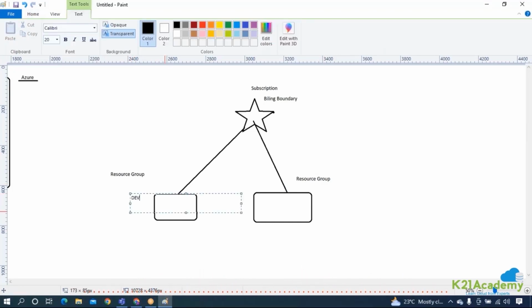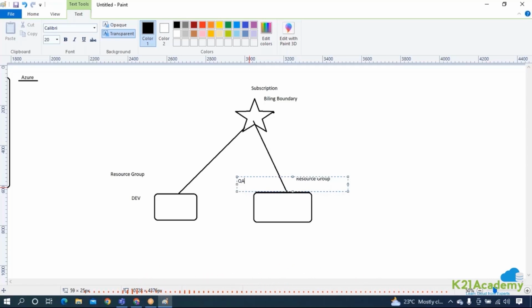So let's say I have one called dev, I have another called QA, or probably you can create resource groups on the basis of your logical analysis that, okay, I would like to keep one resource group as my primary, another for disaster recovery. There will be a bunch of resources. One resource group I will create for the East US resources.